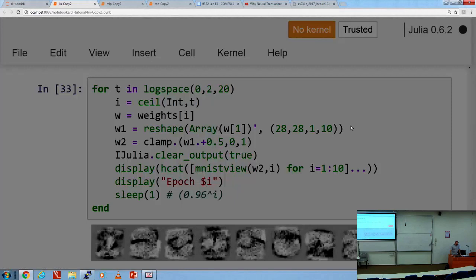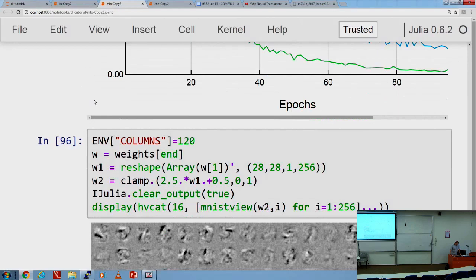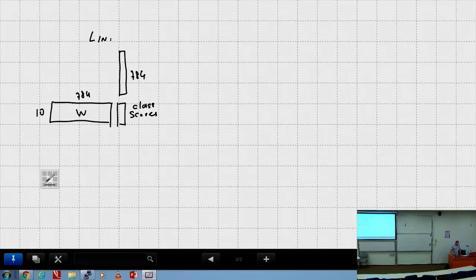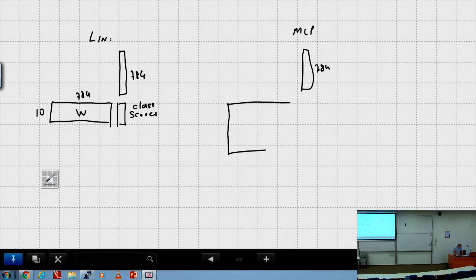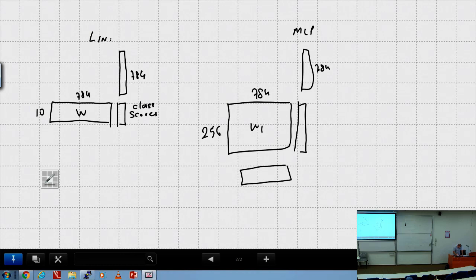Okay. So let's shut this down. I tried doing the same thing with the MLP. So what was the MLP like? In MLP, you start again with 784, and there's a hidden layer with 256 hidden units, and then you take the output of that and multiply it with something that's 10 by 256, and that gives you the 10 scores, right? So this is x1, the input, this is x2, and finally this is y, the scores.